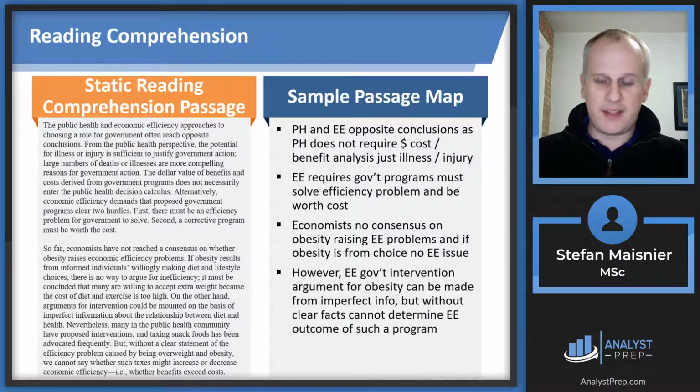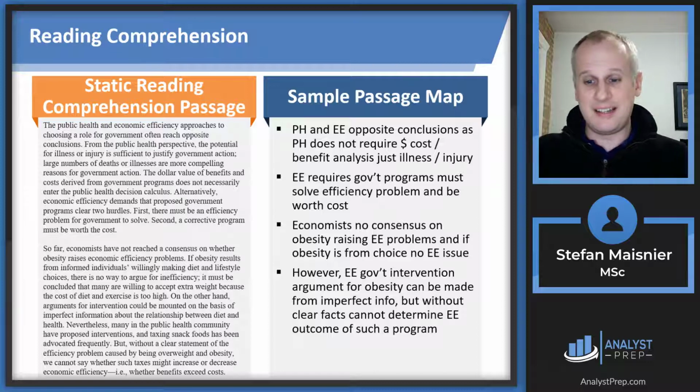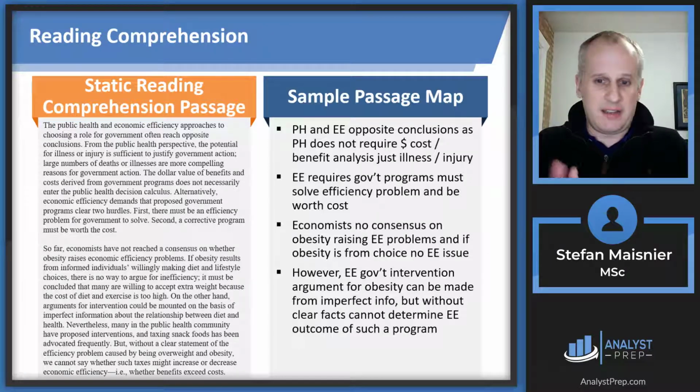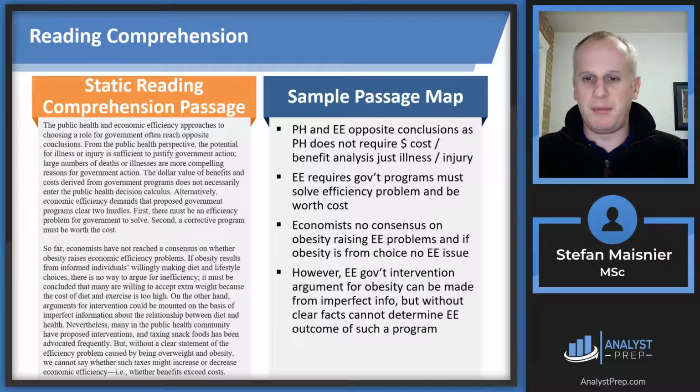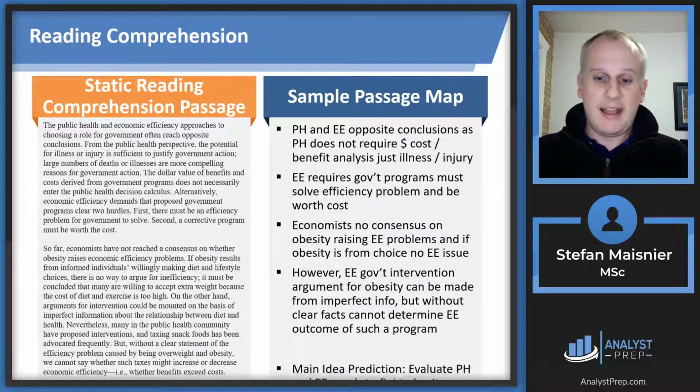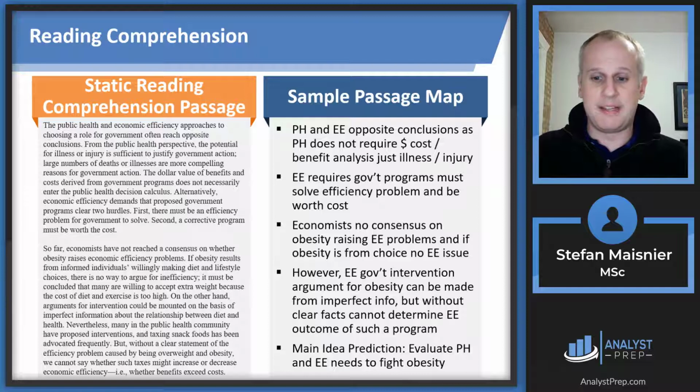So, we've got this idea, maybe my longest sentence or note so far, that a government intervention argument for obesity can be made, but without clear facts, you can't determine the outcome of such a program. So again, we've just got all of these disparate ideas about public health and economic efficiency approaches to potentially having the government step in about obesity. And that functions as our main idea prediction.